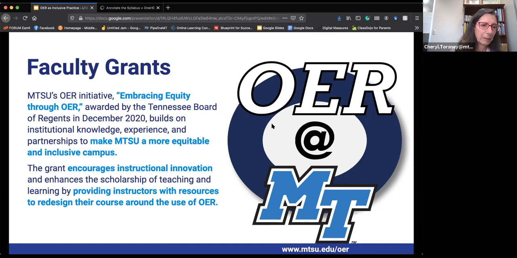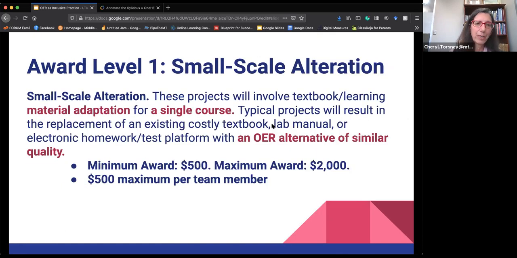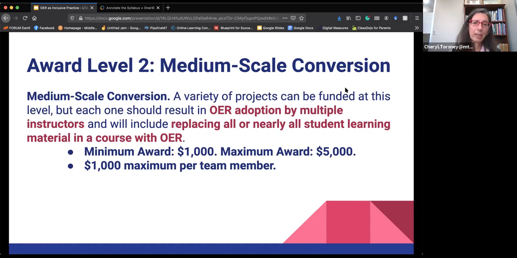So here's the first small scale alteration award level. So we're looking at a single course. We're looking at replacing something that is expensive, either a textbook or a lab manual or some kind of platform with an OER alternative. You can see the minimum, the maximum, and the maximum per team member. That's the small scale alteration.